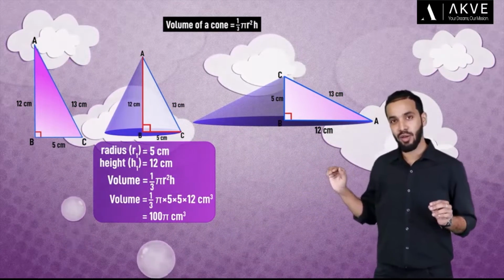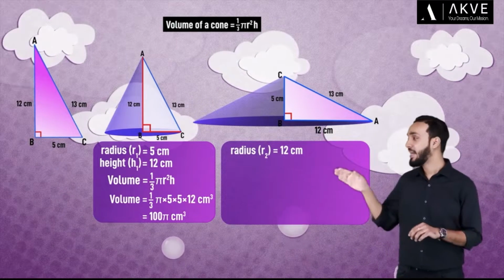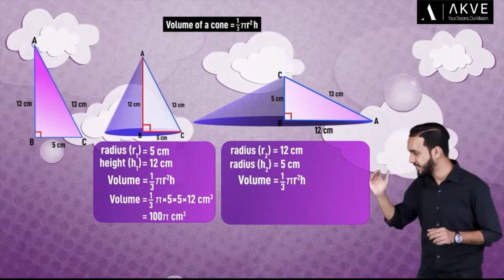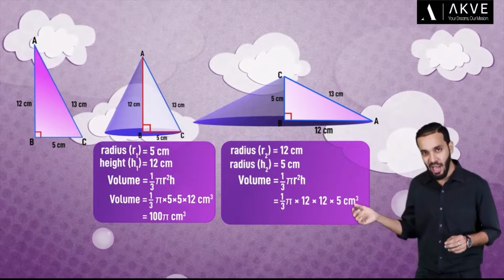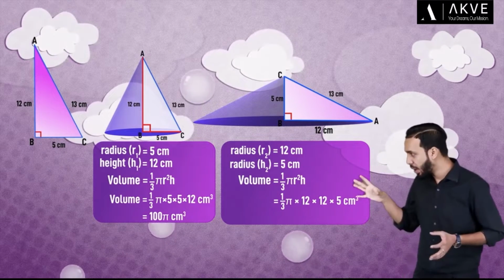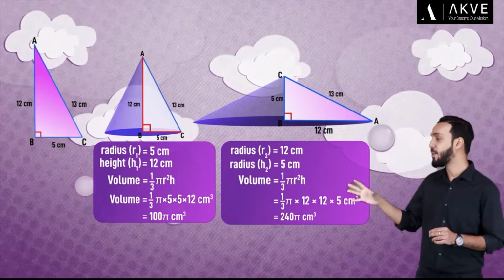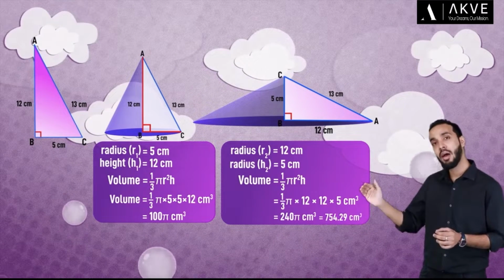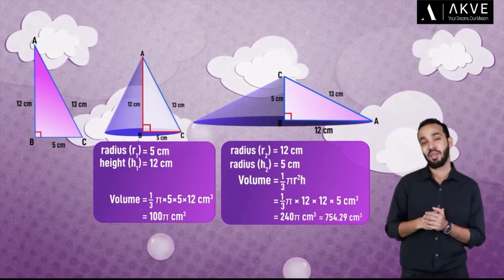Coming to the second cone, its radius, say R2, is of course 12 centimeters and its height is 5 centimeters. So, on substituting these values in this formula, we get the volume of the second cone is equal to 1/3 pi into 12 into 12 into 5 cubic centimeters. The common factor gets divided and we finally arrive at 240 pi cubic centimeters. Here too, we can simplify this to get 754.29 cubic centimeters. But it's better to leave it this way. We will now see why.